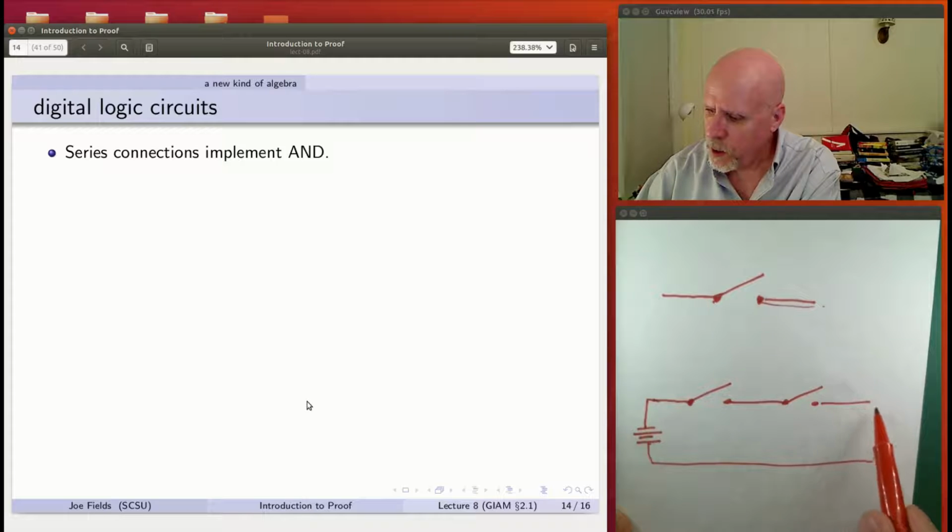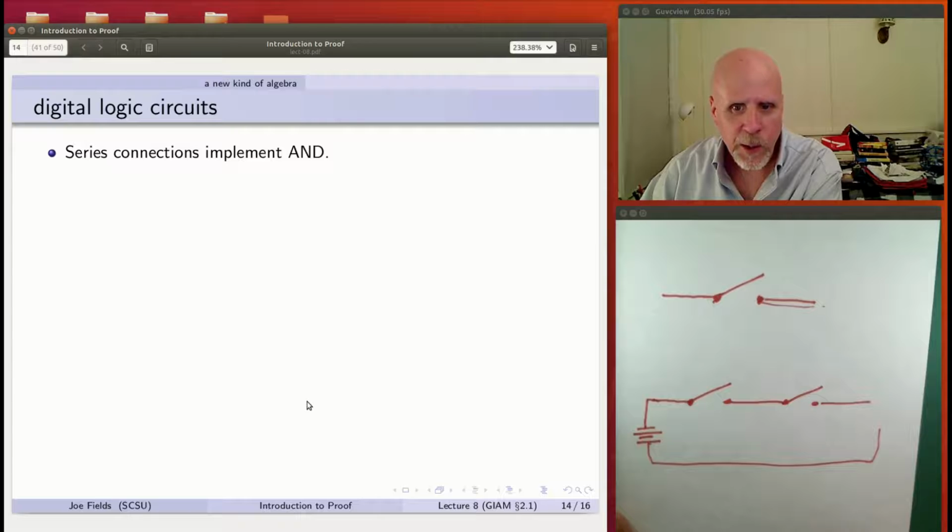If I just did this, if I just let the wire come back, that's actually called a short circuit, because once these switches get pushed, there's nothing but wire between the two ends of the battery. And if you do that, the wire gets hot and the battery may explode. So don't do that. If you're building circuits, don't make short circuits. That's how you get the smoke to come out of electrical things.